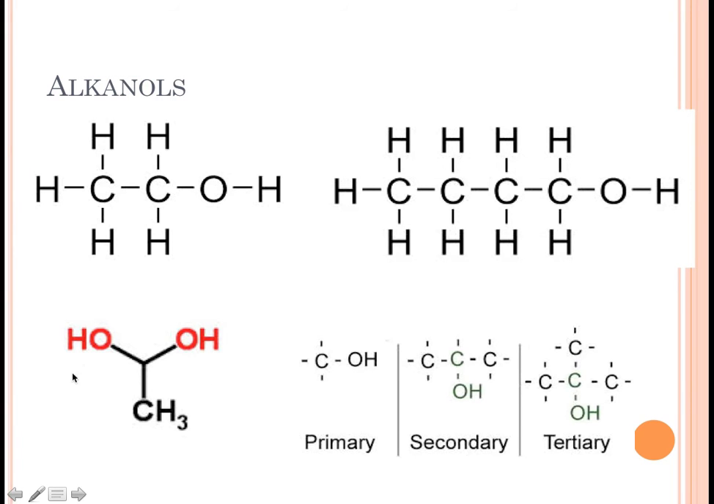And of course, we could have a couple of OH groups. So this is ethanol. There's 1 carbon there and another one there, but it's a diol. Okay? So this would be 1,1-ethanediol.